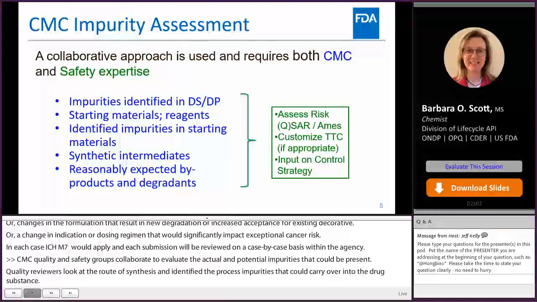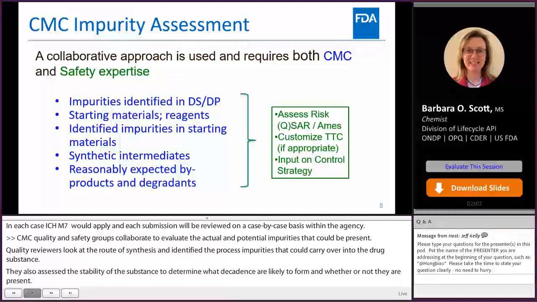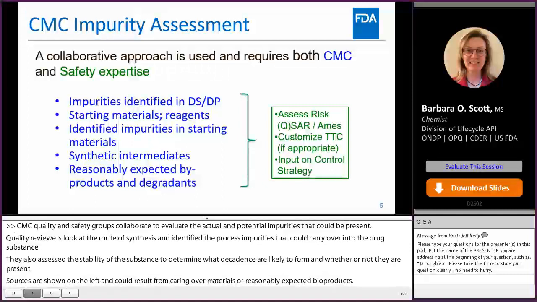Sources of these impurities are shown on the left and could result from carryover of starting materials, synthetic intermediates, or reasonably expected byproducts, for example, oxidation reactions. For each impurity and in close consultation with our safety colleagues, the quality reviewer evaluates industry's hazard assessment, impurity classification, control, and the analytical method for acceptability.